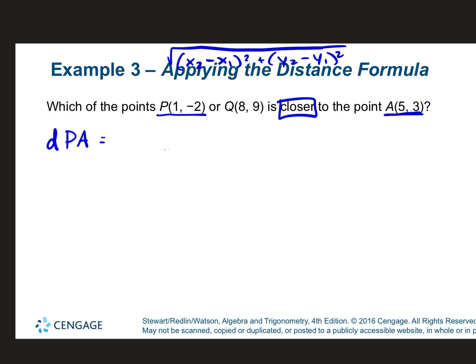It always helps to label your points first. That way you know what is getting plugged in exactly where. So I'm going to call P x1 and y1, and A is going to be x2 and y2. It doesn't matter which one's your first point and which one's your second point. Just make sure you're consistent with them. So let's plug them in. We start with x2 minus x1. We have 5 minus 1 squared, plus y2 minus y1 would be 3 minus negative 2 squared.